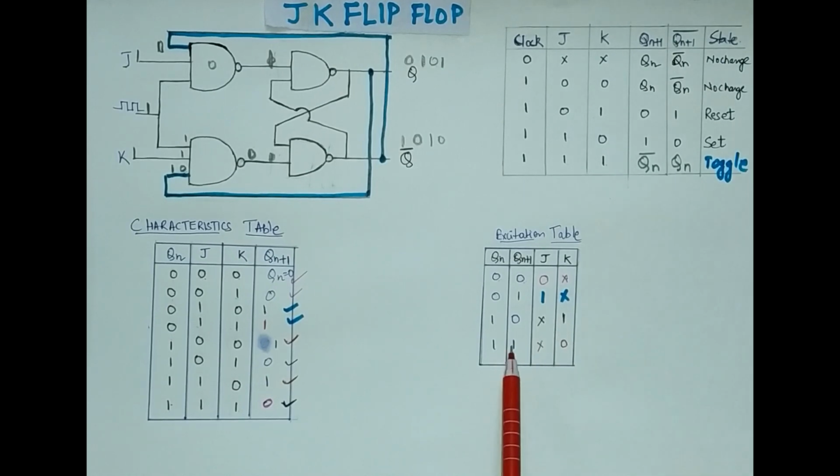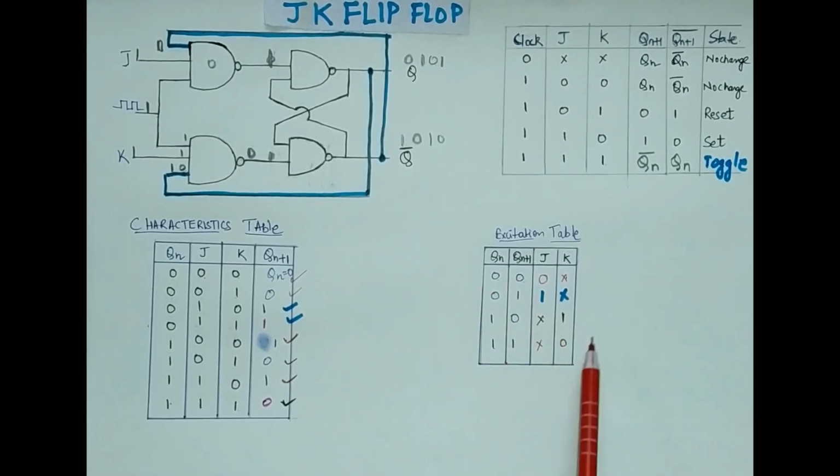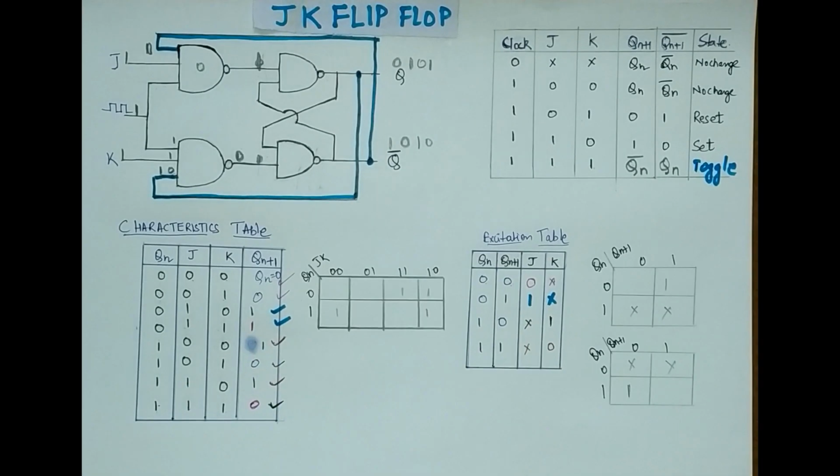Again the last combination, 1 1, shown with this red color. What is the value of your J? Once it is 0 and then 1, and the next time, what is the value of K? It is 0 0. So J will be don't care and K will be 0. So this is the excitation table. Now let us do the K map of the characteristics table and the excitation table.